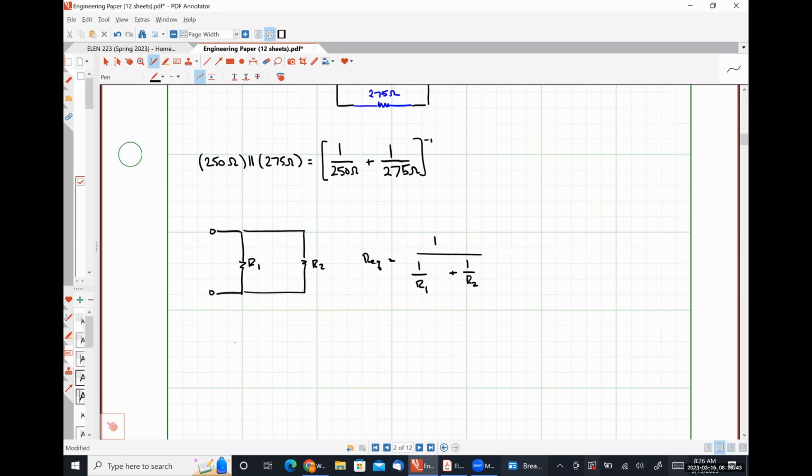What I'm going to do now is just manipulate this a little bit. I'm going to multiply this guy by R2 over R2, and I'm going to multiply this guy by R1 over R1.